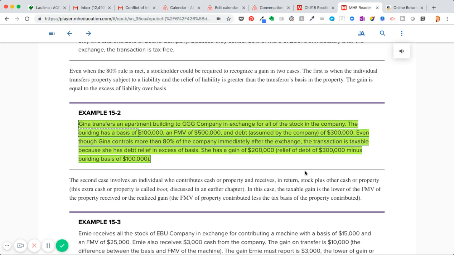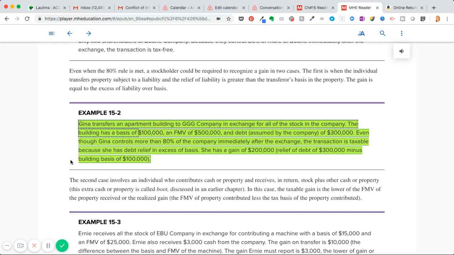She has a gain of $200,000 because her debt was relieved of $300,000 minus her building's basis of $100,000. So remember, we would start with her adjusted basis: $100,000, the same adjusted basis of the building, and then debt relief of $300,000, since it's just her and the corporation, minus $300,000, so she would have a taxable gain of $200,000. Now, this example is a lot like the partnership calculation, as opposed to a big 1120 shareholder stock type of business.